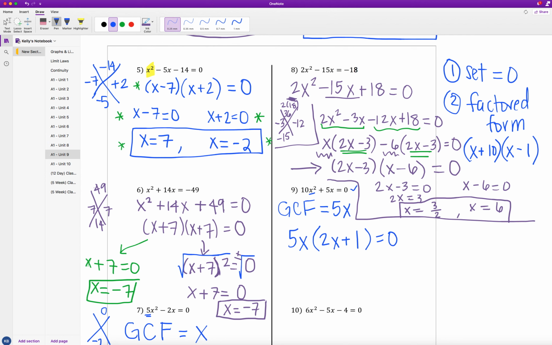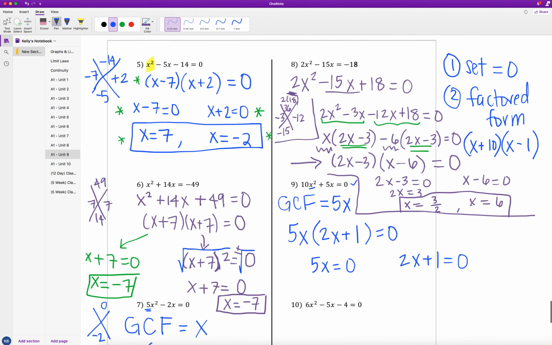So if I would have written a plus 0, well, 5x times 0 was never going to get us the 5x back, so we want to make sure we have that plus 1 there as our placeholder. Now that we are in factored form, I can set each factor equal to 0. So 5x equals 0, 2x plus 1 equals 0, and we can solve each one of these.